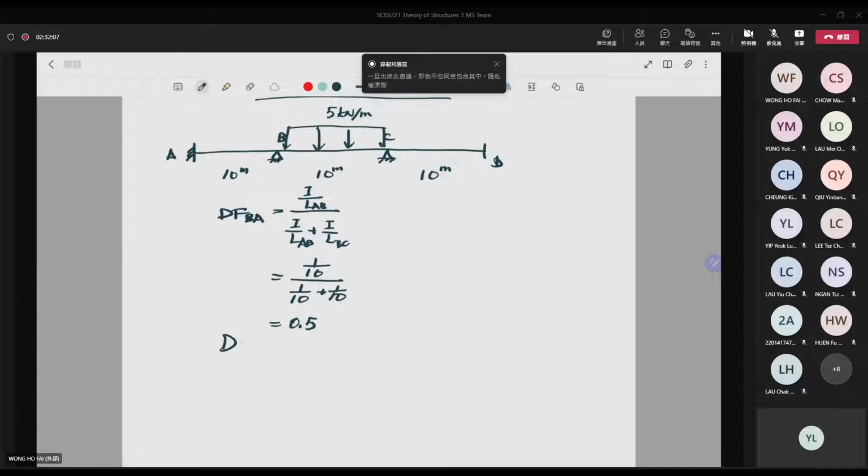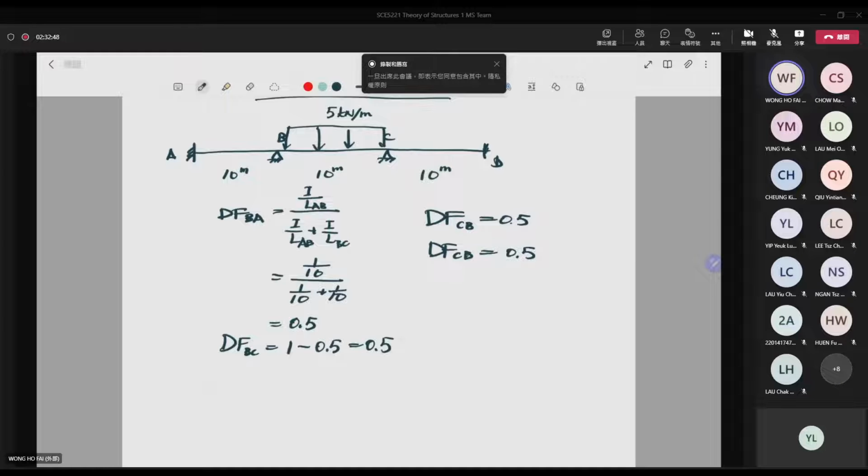So the DF to the BC is actually equal to 1 minus 0.5, so it is still equal to 0.5, okay? And actually all are equal to 10 meters, so the distribution factor for CB will also be equal to 0.5, and then the distribution factor for CD will also be equal to 0.5, okay? So from here, you have calculated the distribution factor already. That means when there is a moment applied at the joint, 50% will go to the left-hand side, 50% will go to the right-hand side.